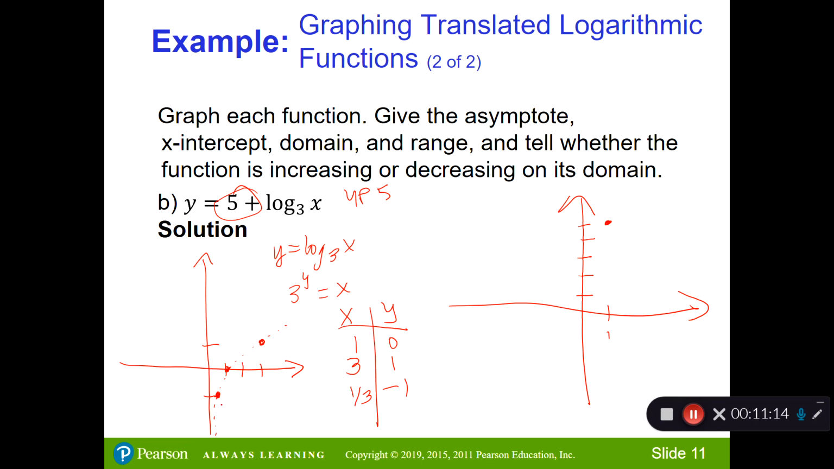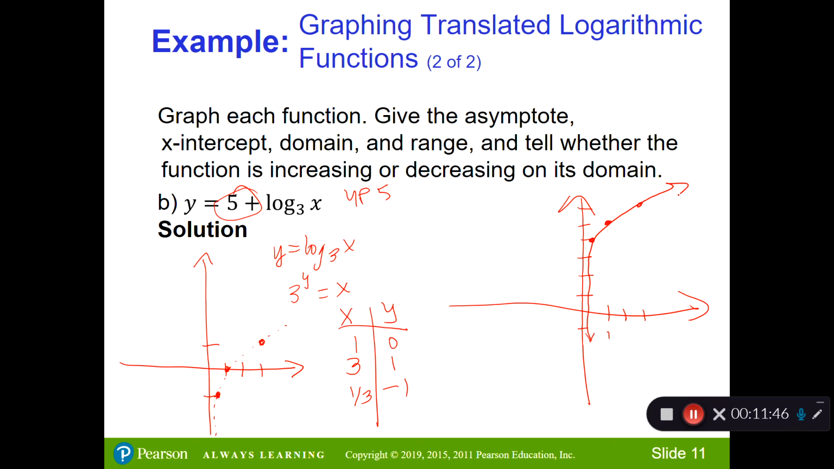And then this point would move up 5 as well. So negative 1, 1, 2, 3, 4, 5. But it's over at x equals 1/3. And this point up here at the 1 would move up 5 as well. So over here to 3, we would go up, we started at 1, so 1, 2, 3, 4, 5. There's where that point is. So now draw through all of that.